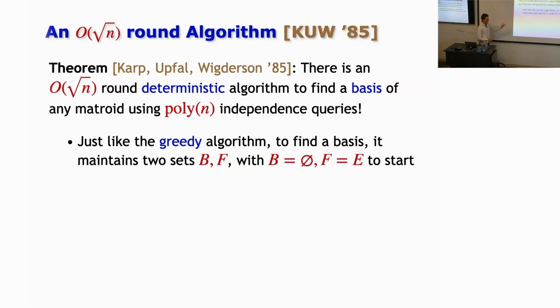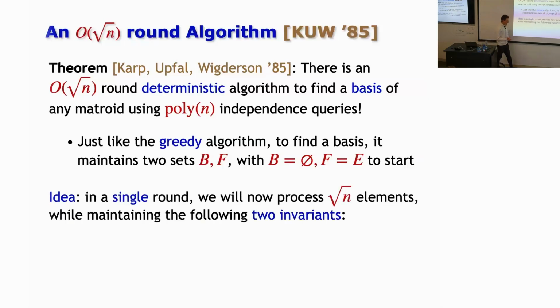And so I'll even try to reuse some of the notation that we had from the greedy algorithm. The way it'll work is just like the greedy algorithm. It's going to maintain these two sets: B, which is your candidate basis, and F, which is your buffer of elements that you still need to process. Just as before, your candidate basis is empty at the start, and your buffer F is full of all the elements in the ground set at the beginning.